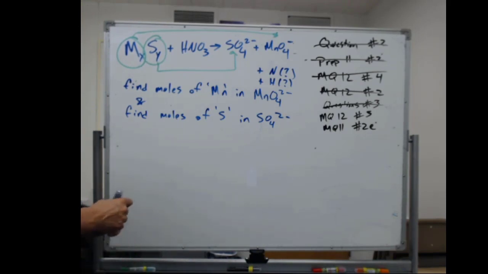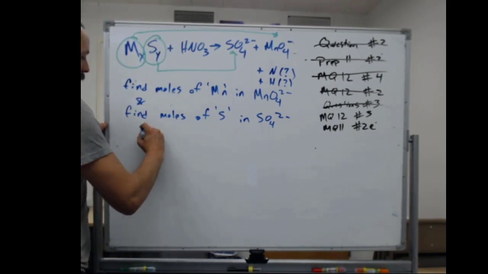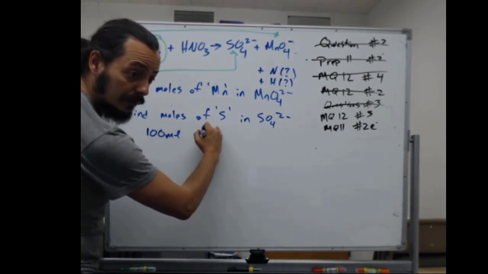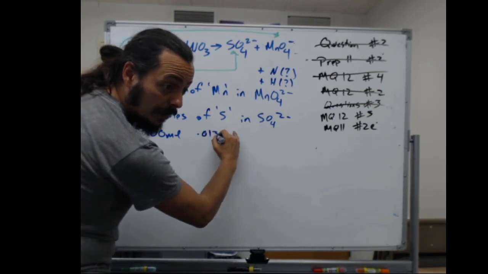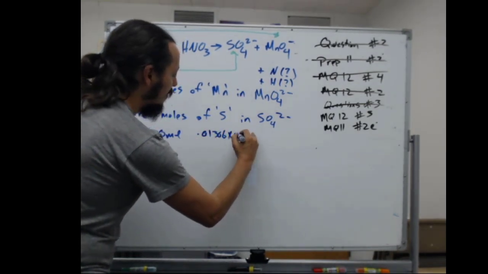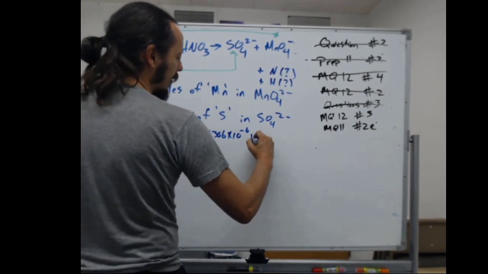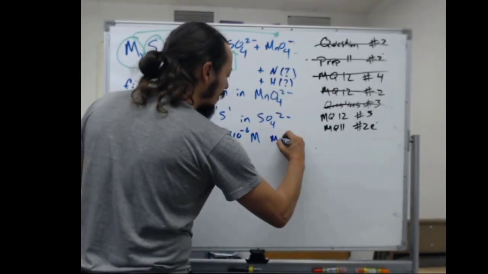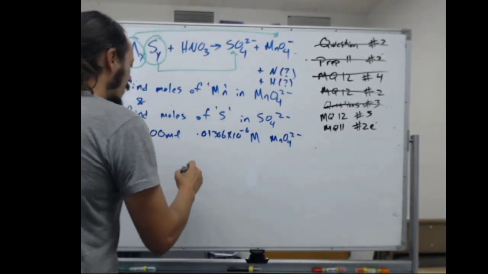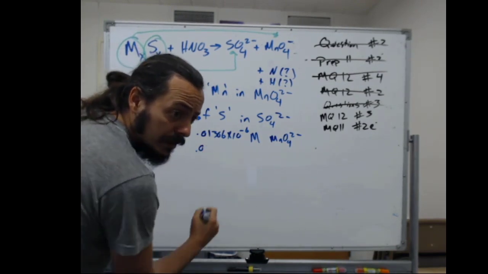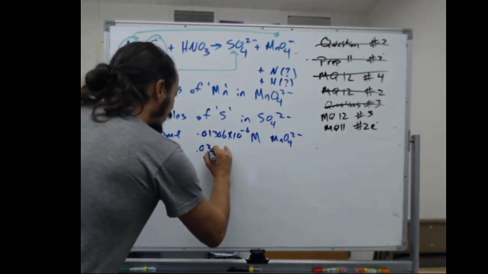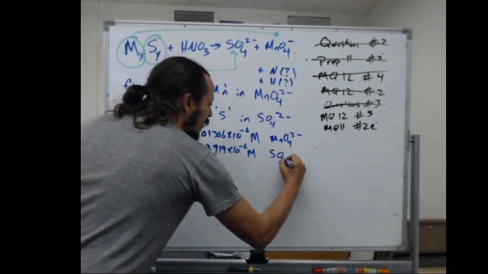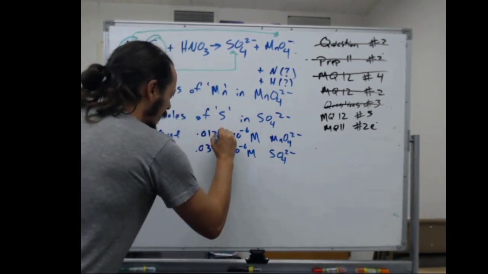Let's write down some of our explicit information. 100 milliliters. We're going to have 0.01306 times 10 to the minus 6 molarity. That is for the MnO4 2-. And then we're also going to have 0.03919 times 10 to the minus 6 molarity SO4 2-.